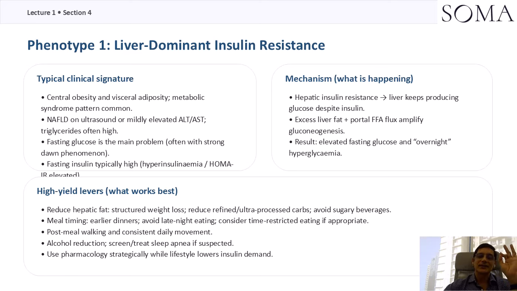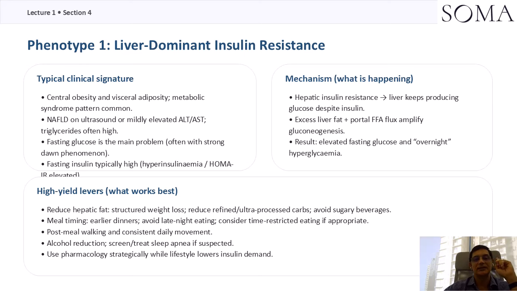Now, here is an important clinical insight. Many liver dominant patients will not improve significantly if you only focus on avoiding sugar, because the liver is making glucose internally. The most powerful lever here is reducing hepatic fat and improving hepatic insulin sensitivity. So, the strategy often includes weight loss with attention to liver fat reduction, carbohydrate quality and timings, alcohol reduction, fructose reduction, fruit reduction, honey reduction, post meal walking, sleep correction, and appropriate medication that targets hepatic glucose output and insulin resistance. So, this phenotype responds very well when you treat the liver as the center of the problem.